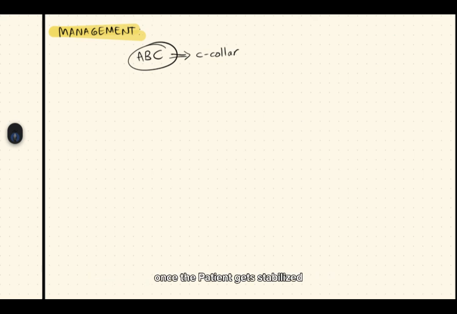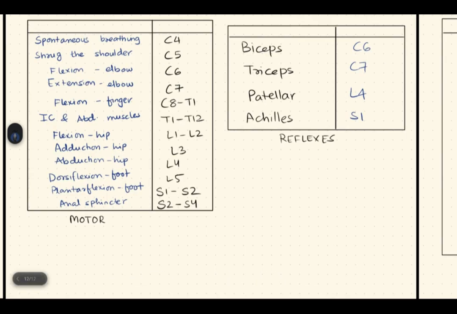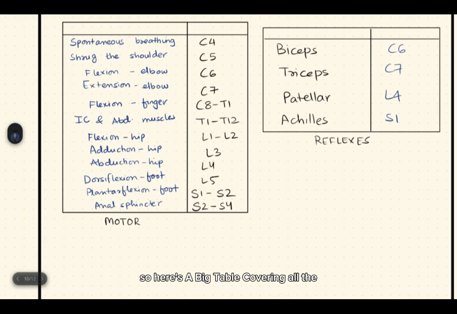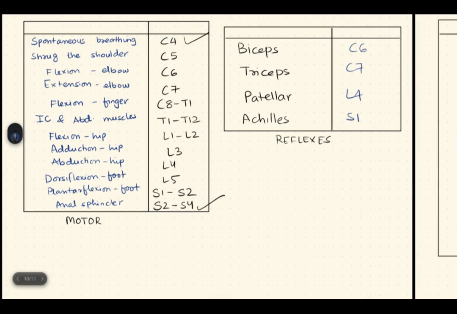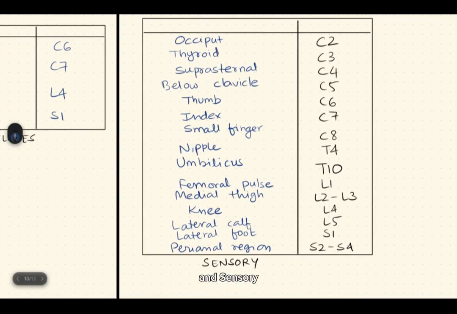Once the patient gets stabilized, it's important to perform a very focused neuro examination covering their motor, sensory, and reflex functions. Now, part of doing the motor neuro and sensory examination is to understand the concept of myotomes, dermatomes, and the reflexes. So, here's a big table covering all the motor activity from C4 to S4, reflexes, and sensory.